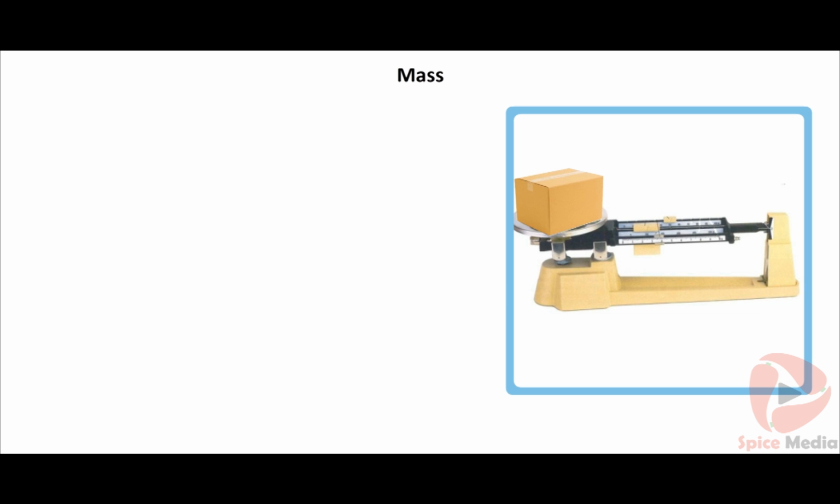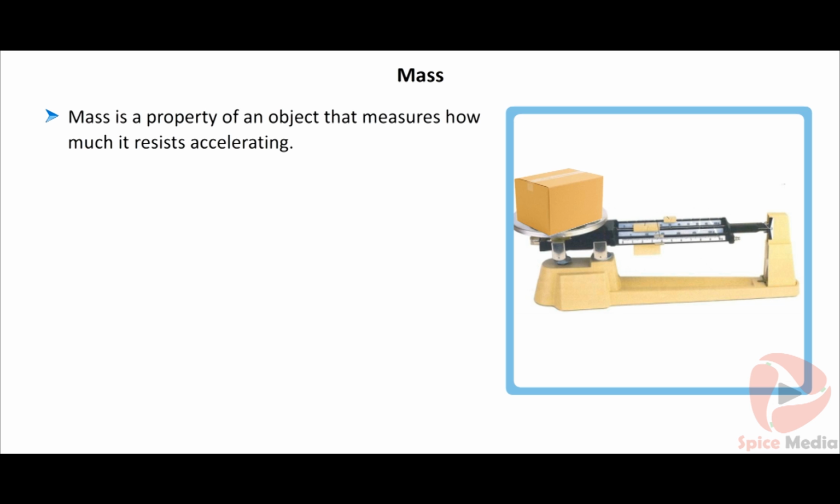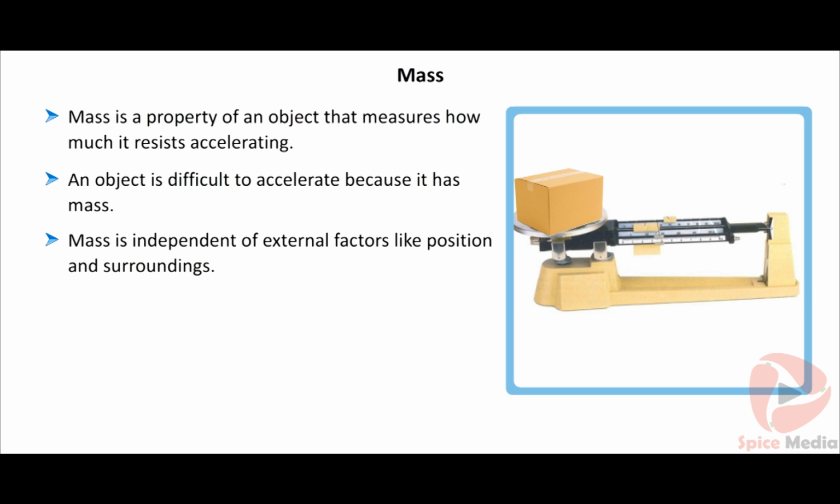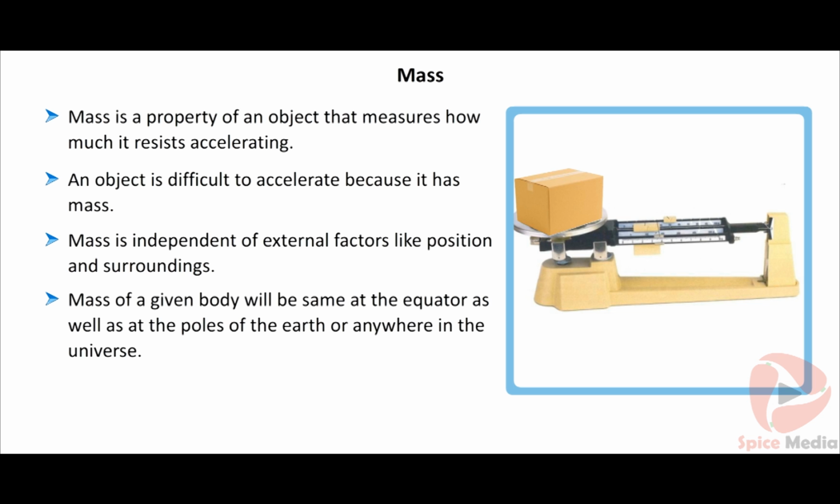Mass is the quantity of matter contained in a body. It is an inherent and fundamental property of the body. Mass is a property of an object that measures how much it resists accelerating. An object is difficult to accelerate because it has mass. Mass is independent of external factors like position and surroundings. Mass of a given body will be the same at the equator as well as at the poles of the Earth, or anywhere in the universe.